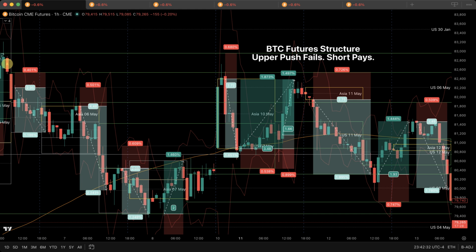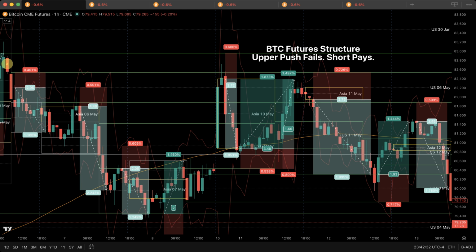Now the first target, May 12th U.S. session lower boundary. Why there? Because once the May 12th upper push fails, price returns into the May 12th U.S. structure. The lower boundary becomes the natural destination. That is where the box completes its downside rotation. That is where price can pause. That is where the first profit belongs.